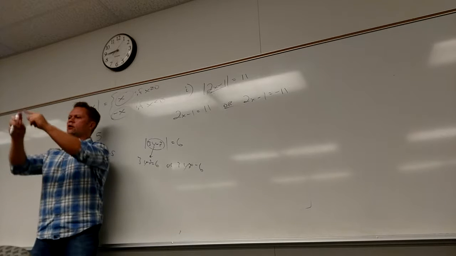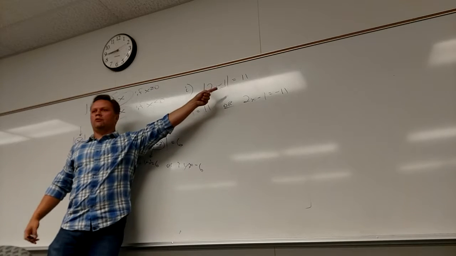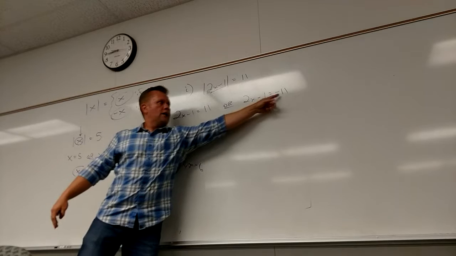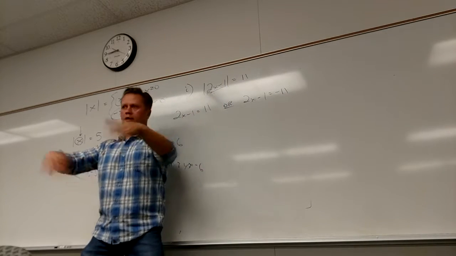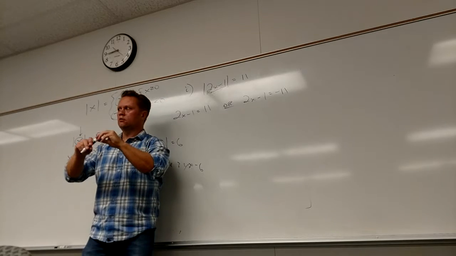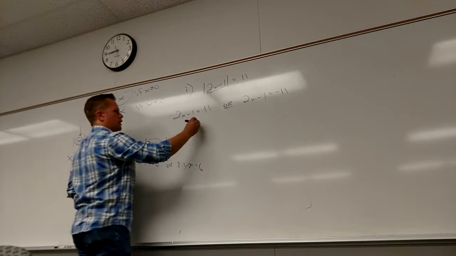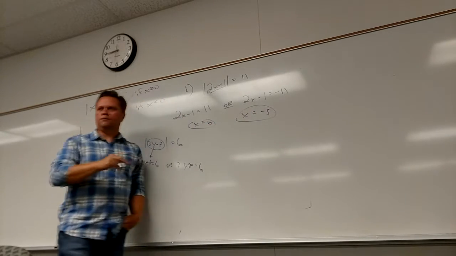So with absolute values, there's always two cases. One is the inside's already the number it wants to be, because then the absolute value would just, okay, there you go. Or it's the opposite of what you want it to be, because then the absolute value would make it that thing. And then these are easy, right? Add 1, divide by 2, you get 6. Add 1, divide by 2, you get negative 5.